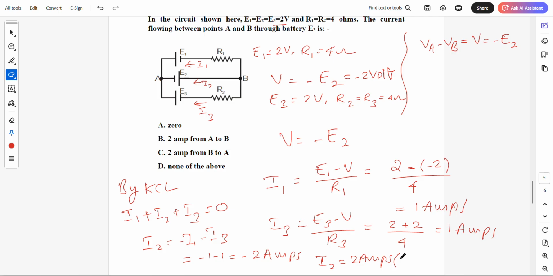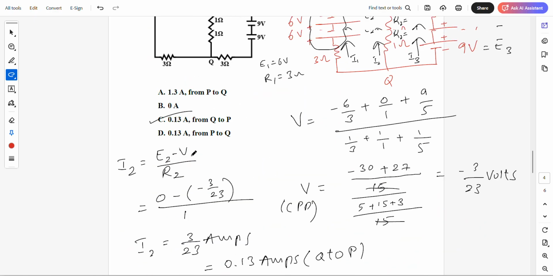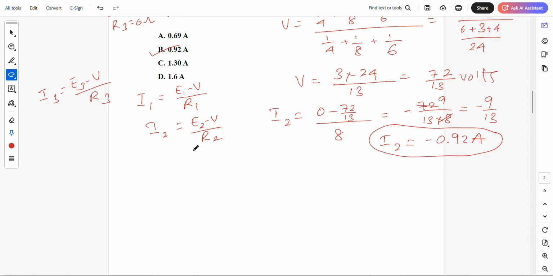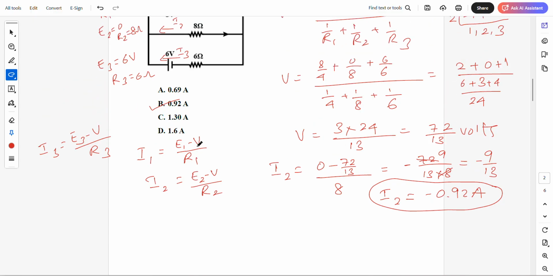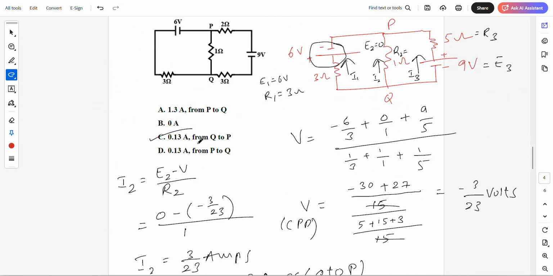Is it moving from A to B or B to A? It is moving from A to B. 2 amperes, moving from A to B is the right answer. Hope you understood. I think this much is enough for the topic Millman's theorem. Just look at it. You have to be very careful here. Try to understand the concepts very clearly.